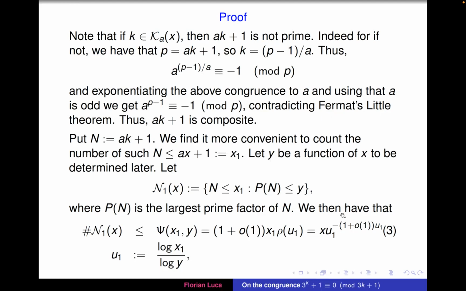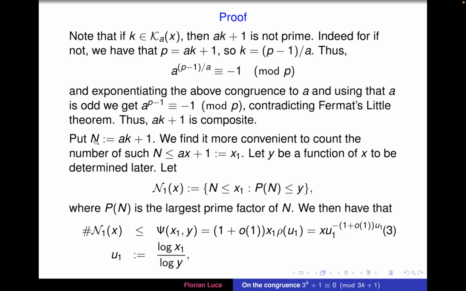Indeed, this is the same argument as in the proof when A was equal to 3. If ak+1 is the prime P, then K is (P minus 1) over A. You translate the congruence in terms of P, you get A to the (P minus 1) over A is negative 1 mod P. And since A is odd, you can exponentiate that, and you get a congruence contradicting Fermat's little theorem. So ak+1 is composite.